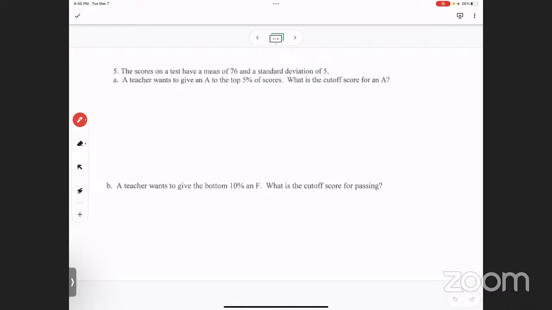So the score has the mean. This is your mean, and this is your standard deviation. The teacher wants to give an A to the top 5% of scores. What is the cutoff? If I had the table, you'd be able to do this easily, but you're going to have to plug this in. You're trying to find out what X is, where that would be the top 5% of scores.